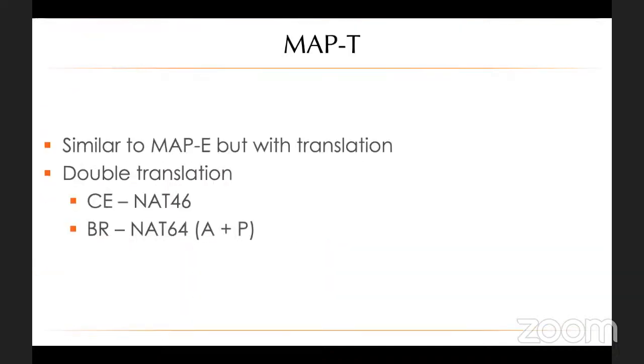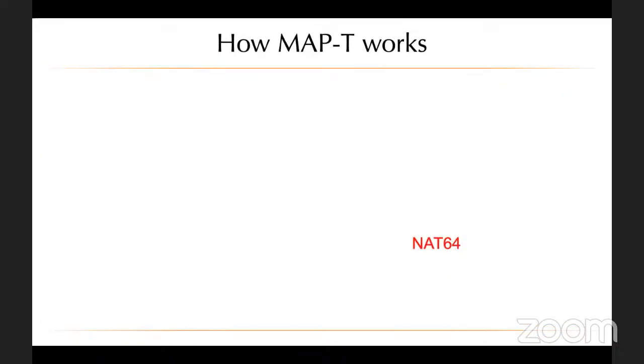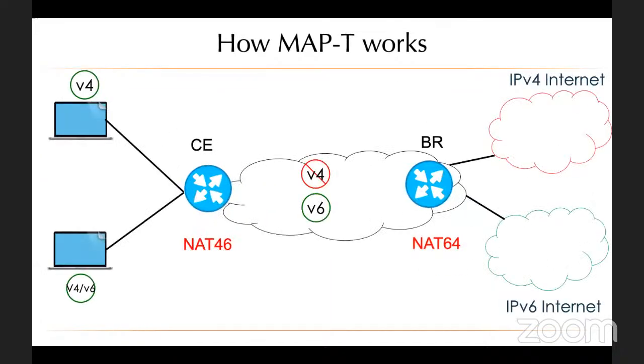Then we have the alternative translation, MapT, mapping of addresses plus ports, but with translation. So it's similar to MapE, but instead of doing encapsulation or tunneling, we do translation. So at the CE, we do translation from V4 to V6, and then at the BR, we translate from V6 to V4. And then we have the mappings of ports, addresses plus ports at the BR.